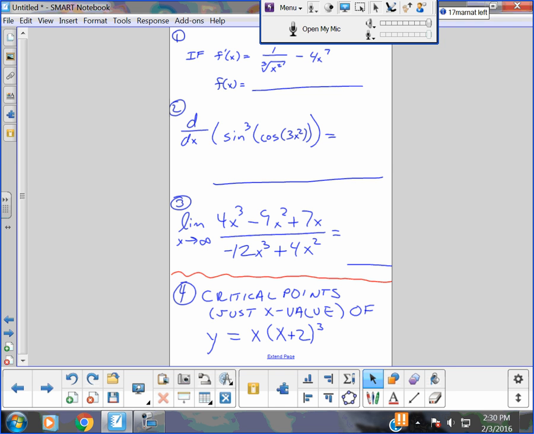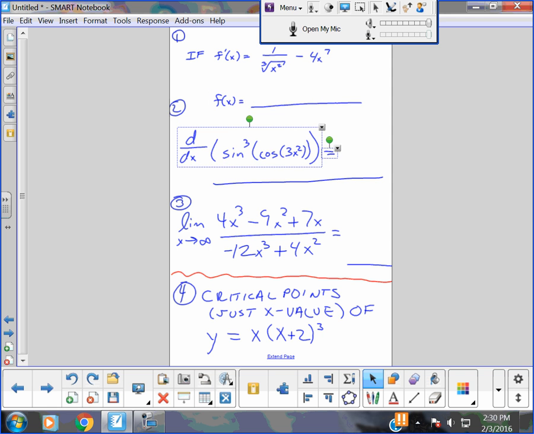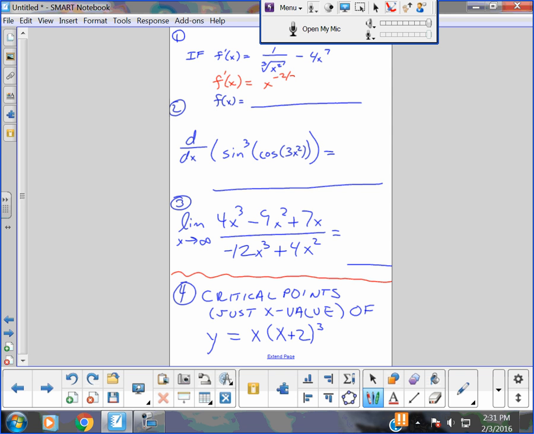First thing I would do is get everything in the numerator. When you have 1 over the third root of x squared, bring it up and write it as a negative exponent, because it's much easier to integrate using our rules if everything's in the top. So the first thing I see is that this is f prime of x. We make it x to the negative 2/3, minus 4x to the 7th.